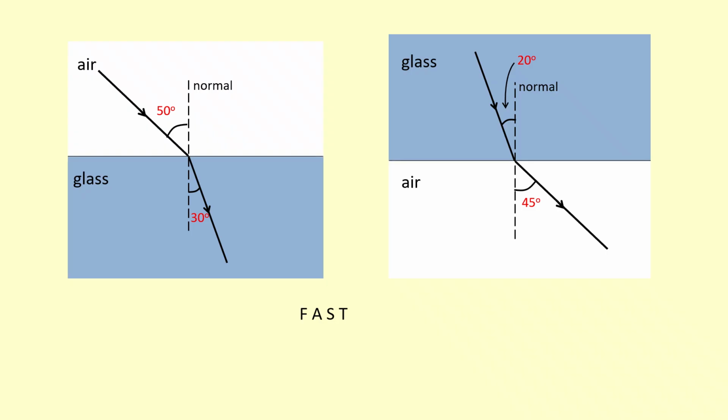To remember this, we can use a mnemonic, FAST. So if it gets faster, it bends away from the normal. So FA, faster, away. And if it gets slower, it bends towards the normal.